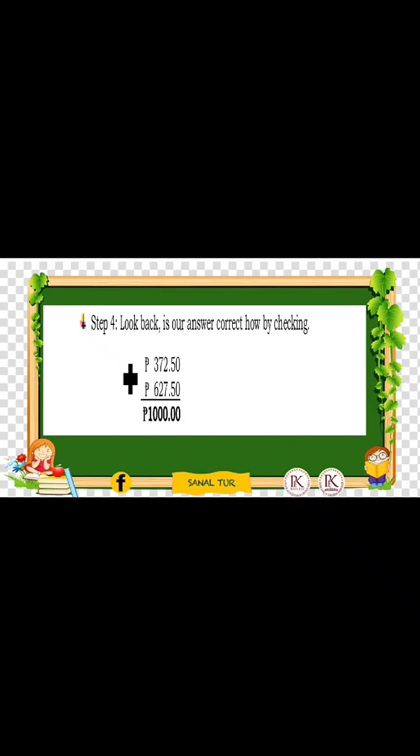Then you add. So what is the sum now of 372.50 and 627.50? Yes, we have 1,000 pesos. So we can say now that our answer is correct. So we have 4 steps. We repeat, 4 steps. We go to understand. You make a plan. You carry out your plan. Then, what is the last step? Look back or check your answer.